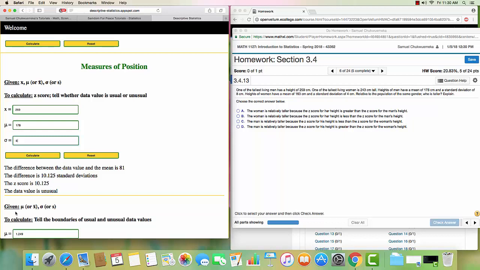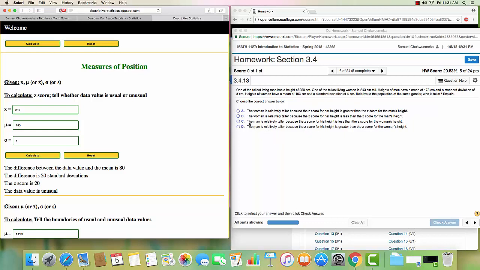Just note that. Let's do the woman. The woman is 243 centimeters tall. The mean height of women is 163, and the standard deviation for the height is 4. Calculate. Wow, the z-score is 20. That's much bigger. So the woman is taller. The woman is taller because the z-score for her height is greater than the z-score for the man's height.